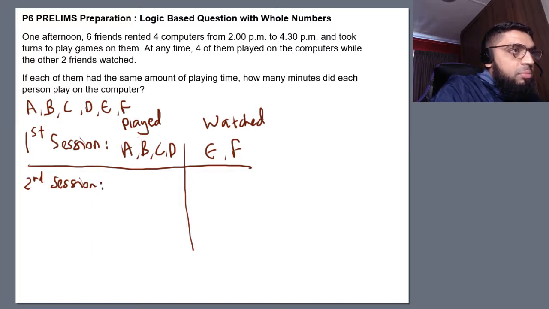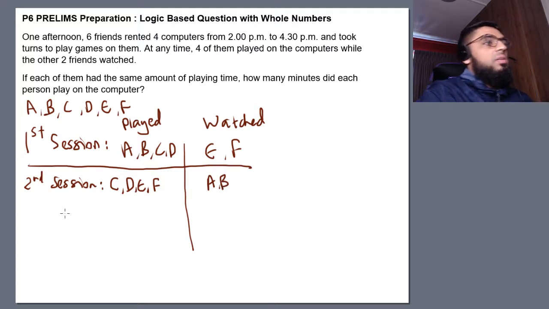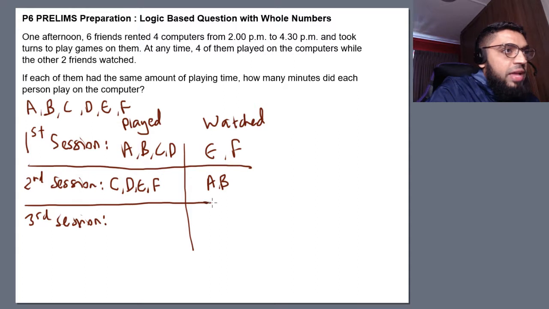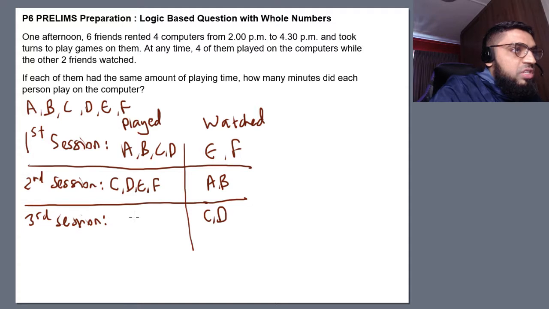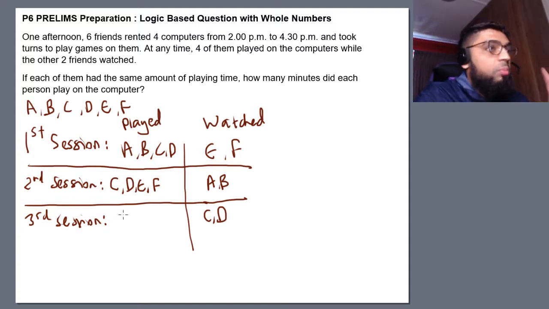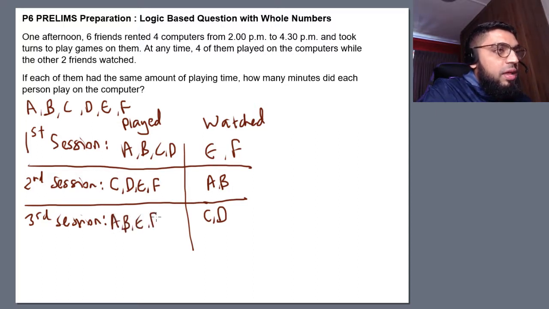Let's say A and B will do the watching. So those who played are C, D, E, and F, and those who watched are A and B. In the third session, we do the same steps. So instead of E, F, and A, B watching, we have C, D watching, because C, D has not watched yet. So it's time for C and D to watch instead of playing. Those who play are A, B, E, and F.